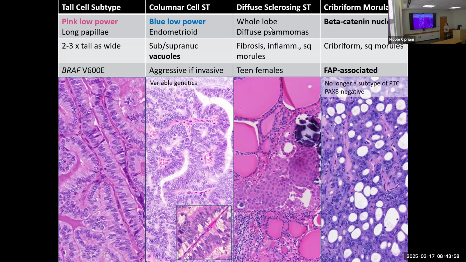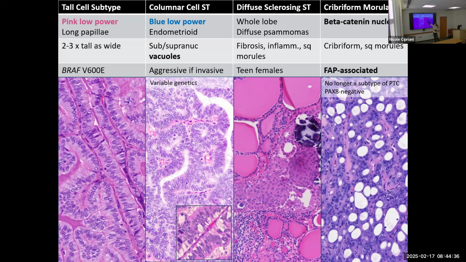Diffuse sclerosing subtype of thyroid carcinoma is generally found in young females, in which case the tumor burden in the neck is humongous. So they have big primary tumors, they have bilateral involvement, they have tons and tons of lymph nodes involved, just tons. And you're like, I don't know how this person can breathe with all of this in their neck. And so that should be trigger one. Trigger two is they have these squamous morules.